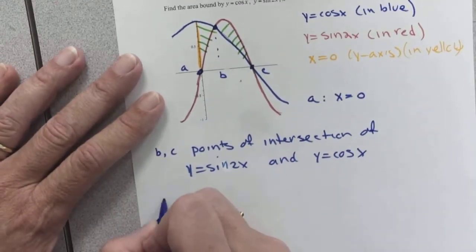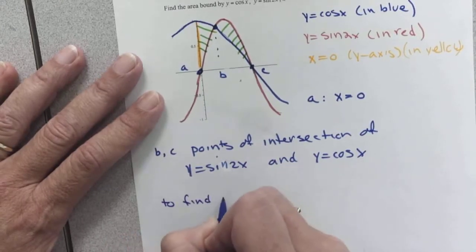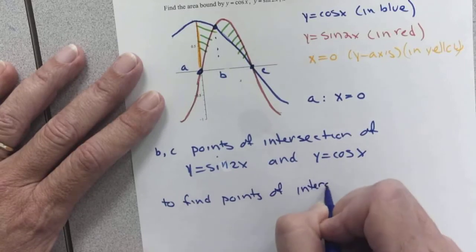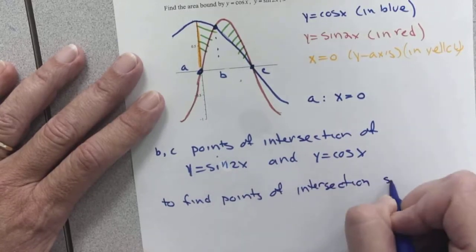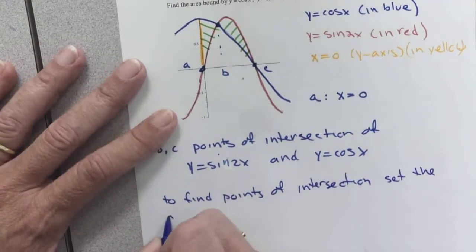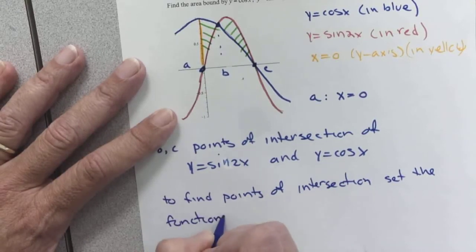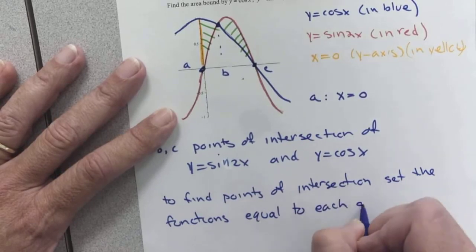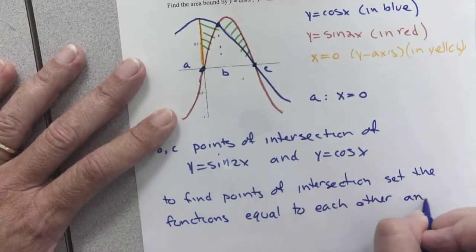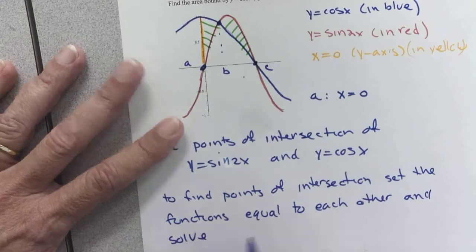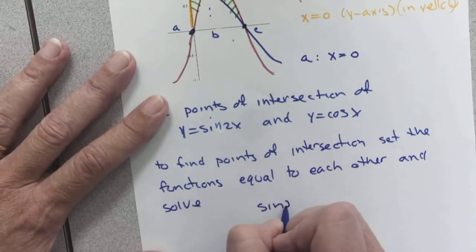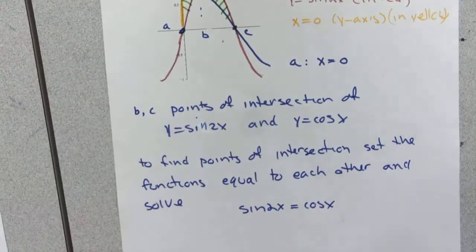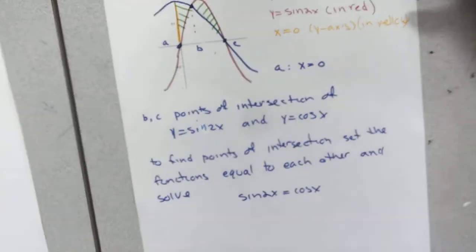To find points of intersection, set the functions equal to each other and solve. So in this case, sine 2x equals cosine x, and we have to solve that. Let me go out a little bit so we can see it more at once.